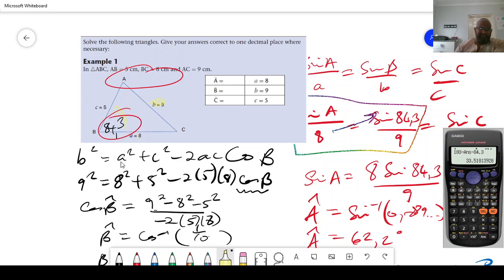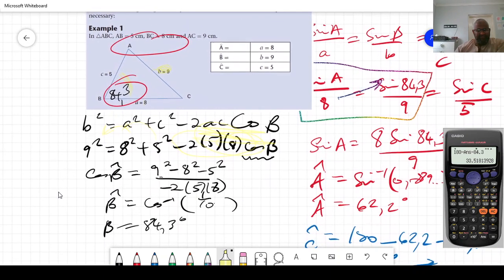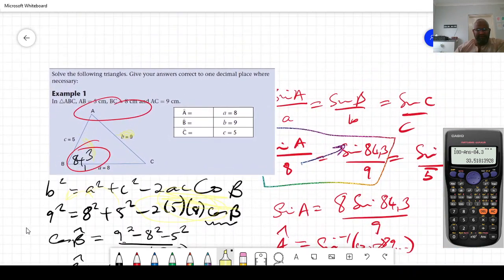So what I do is I take 8 over the equal sign, take 5 over, so it becomes 9 squared minus 8 squared minus 5 squared. Then I'm left with this here. Then I divide both sides by negative 2 times 5 times 8, so it's got cos of B on its own, as you can see there. I worked it out, that gave me 1 over 10. So inverse cos of 1 over 10 gives me 84,3.